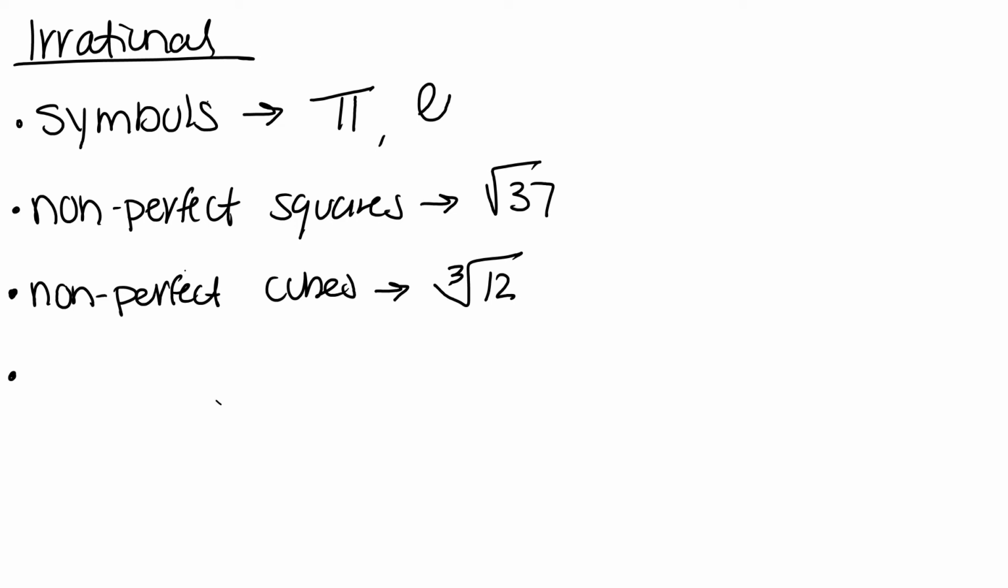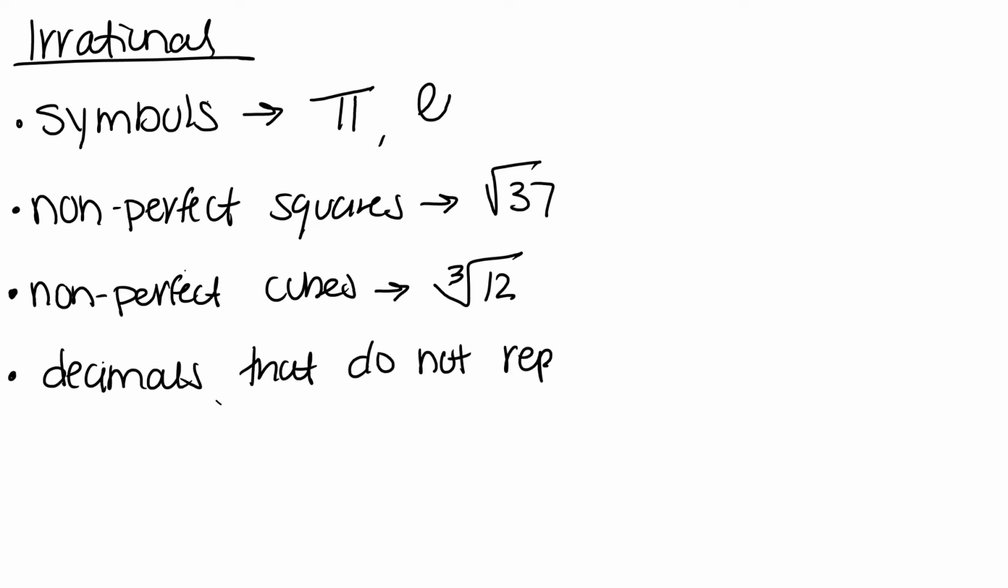And the last type of irrational number are decimals that do not repeat. For example, 3.15967, on and on and on. Those dots mean it continues on, but there is no pattern to that number. It does not repeat.